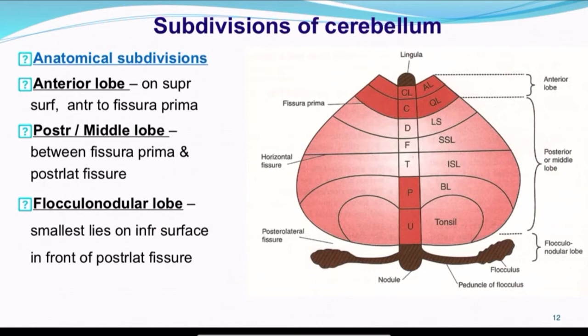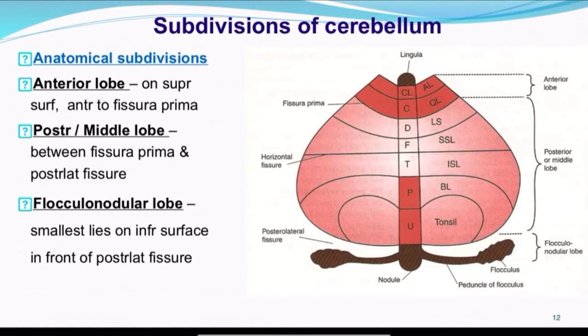The anterior lobe is on the superior surface anterior to fissura prima. The dark red colored area, whatever lies in front of fissura prima, that is the anterior lobe in brick red color. Posterior lobe or middle lobe is a part of the cerebellum that extends from the fissura prima to the posterolateral fissure, which is labeled at the bottom of the diagram.